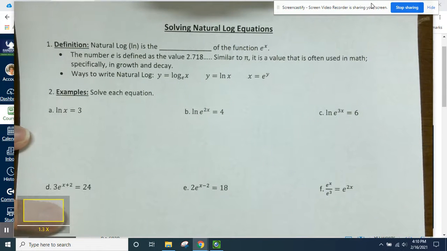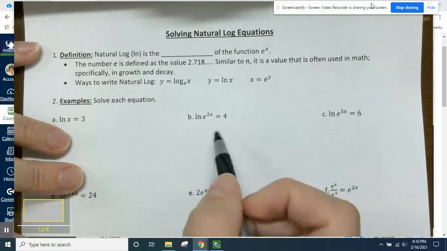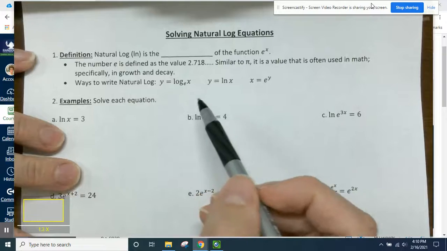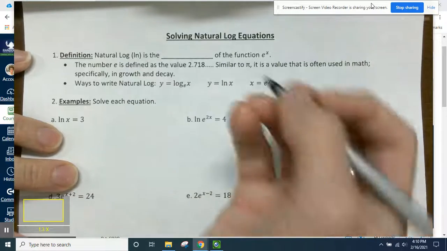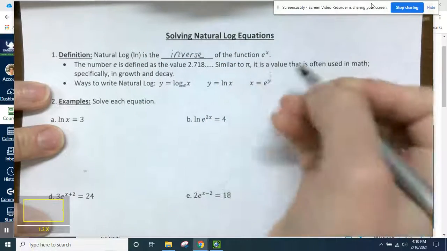Today we're going to learn about solving natural log equations. Okay, natural logs. So, first we need to know what a natural log is. So the natural log is the inverse of the function e to the x.